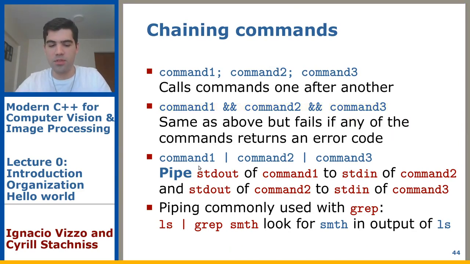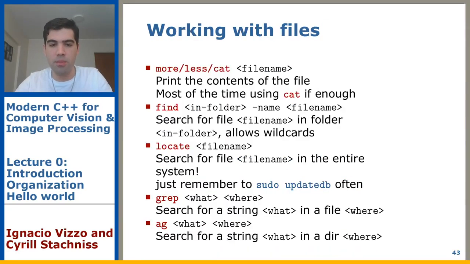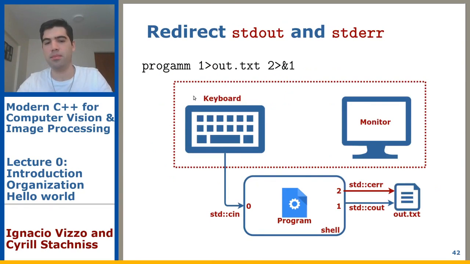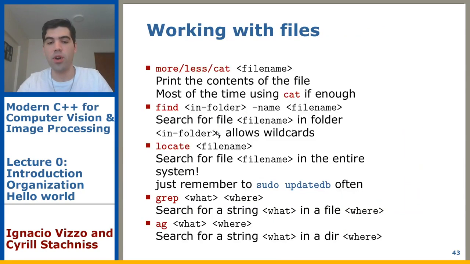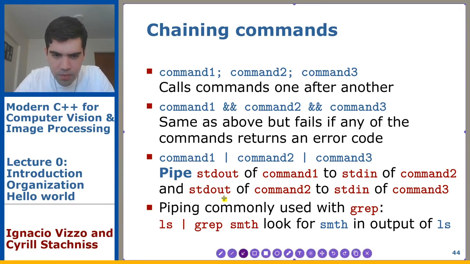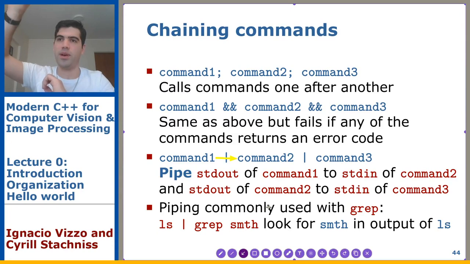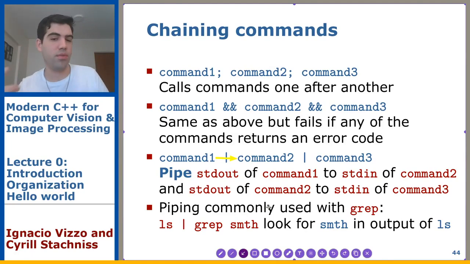And then about piping. Piping itself is a topic when you work with Linux, but if you remember these examples, the keyword feeds the standard input of a program. When you do piping, the standard output of command one is being fed to the standard input of command two. That's why it's like a pipe. So the output of command one, instead of being printed to the file or the monitor, you are injecting this standard output to the standard input of our program.